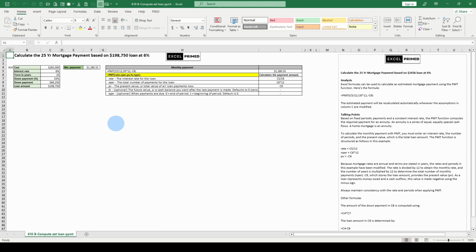What do I mean by a backwards approach? Let's take a look. Calculate the 25-year mortgage payment based on a $198,750 loan. How about we look at this from a different angle?